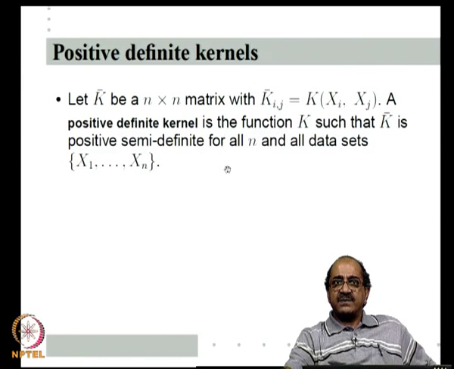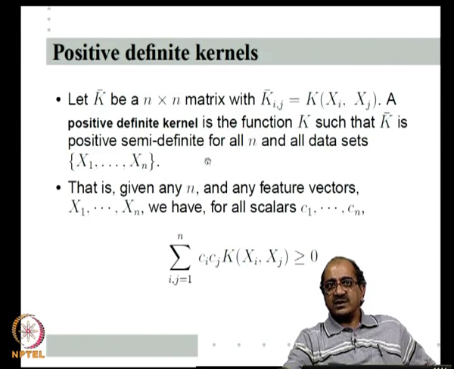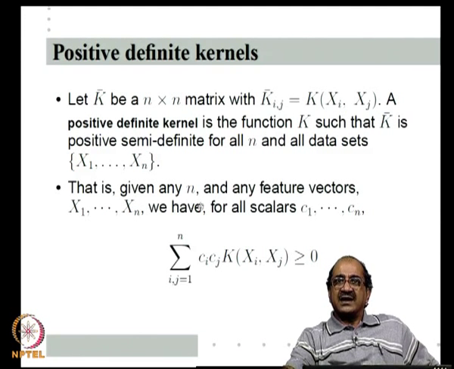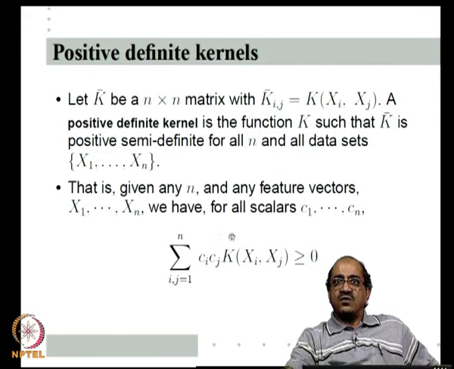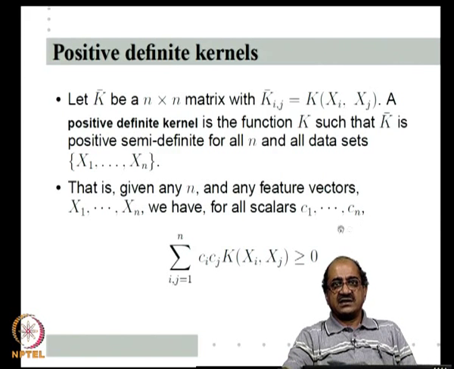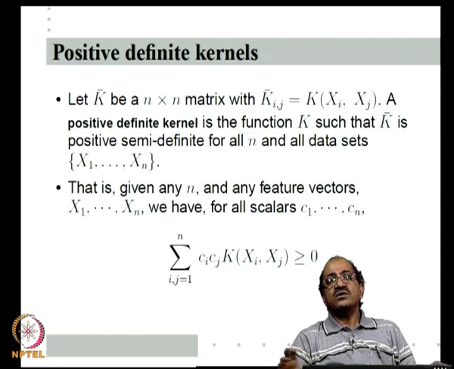What does a matrix being positive semi definite mean? The quadratic form of the matrix should be greater than or equal to 0. So we can actually write it: given any positive integer n and any n feature vectors x1 to xn from Rm, for every set of n real numbers c1 to cn, the summation over i, j of c_i c_j k(x_i, x_j), which is the quadratic form of the matrix, is always greater than or equal to 0.